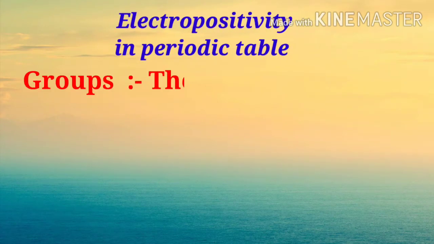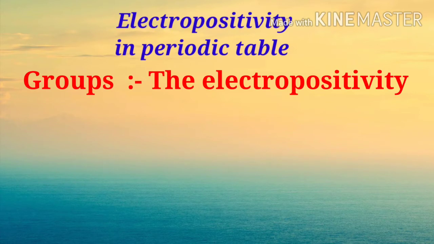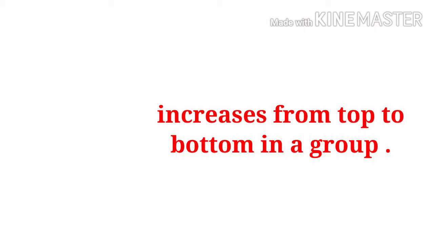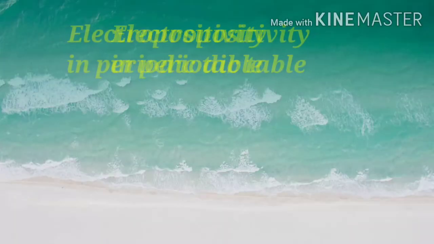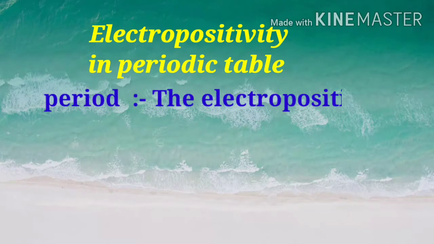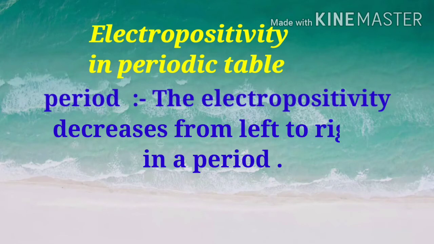Electropositivity trends in the periodic table. Group. The electropositivity increases from top to bottom in a group. Electropositivity trends in the periodic table. Period. The electropositivity decreases from left to right in a period.